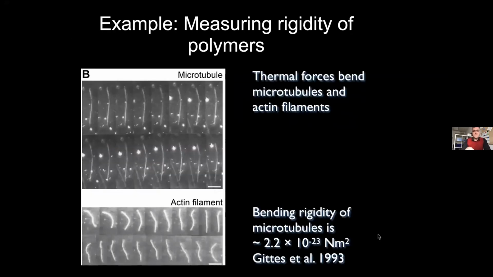Here is one nice example of what was done for measuring the rigidity of polymers. Here is a microtubule that is perturbed by thermal fluctuations. We know how big thermal fluctuations are, so one can know these bending moments I mentioned before, and the same holds for actin filaments. We can observe their shape, and because of their shape and known bending moments, one can calculate the bending rigidity of microtubules and actin filaments.